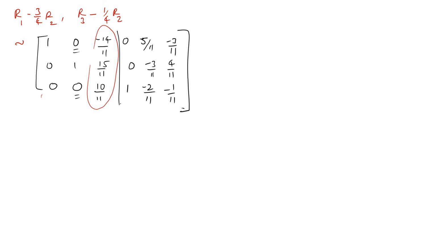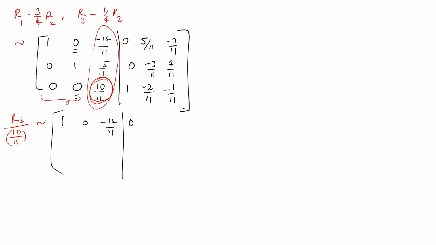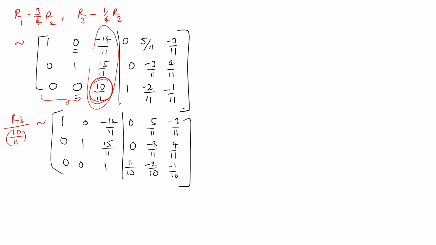So at this stage, after getting these two identity columns, directly convert this element to 1. Okay, so r3 divided by 10 by 11 reduces to what? This is 1, 0, minus 14 by 11, 0, 5 by 11, minus 3 by 11, 0, 1, 15 by 11, 0, minus 3 by 11, 4 by 11, and this is 0, 0, 1. Now what does this become? Divided by 10 by 11 means multiplied by 11 by 10, and this is minus 2 by 10, right, and this is minus 1 by 10.